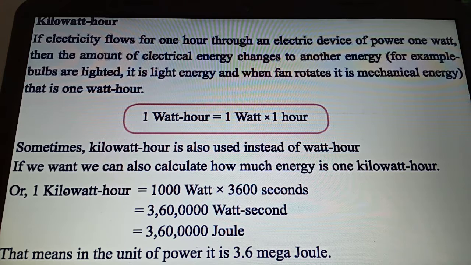If we want, we can also calculate how much energy is 1 kilowatt hour. That is, 1 kilowatt hour is equal to 1000 watt into 3600 second, which is equal to 3,600,000 watt second, which is equal to 3,600,000 joule. That means in the unit of energy it is 3.6 megajoule.